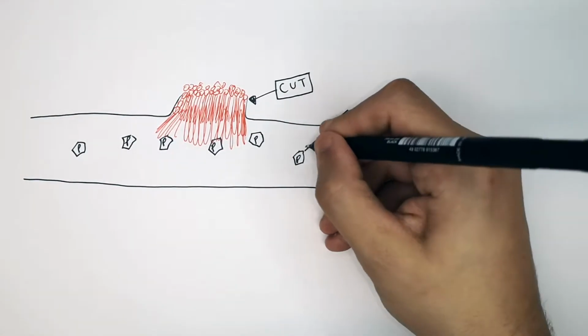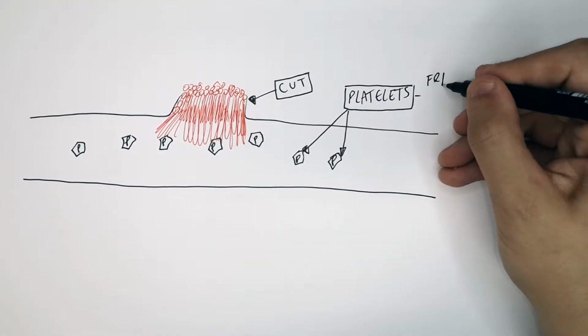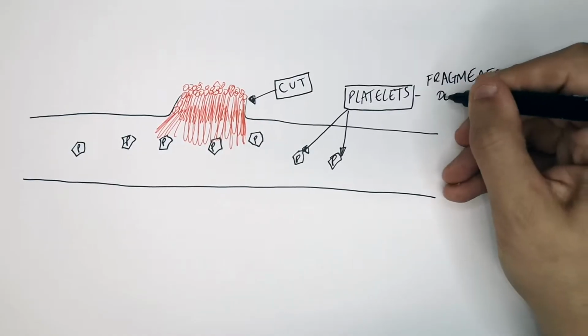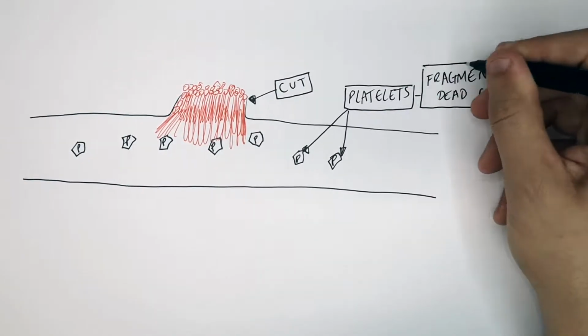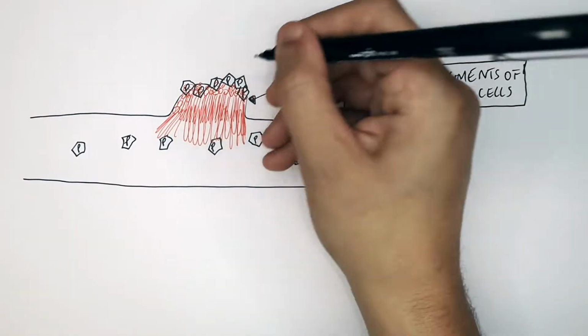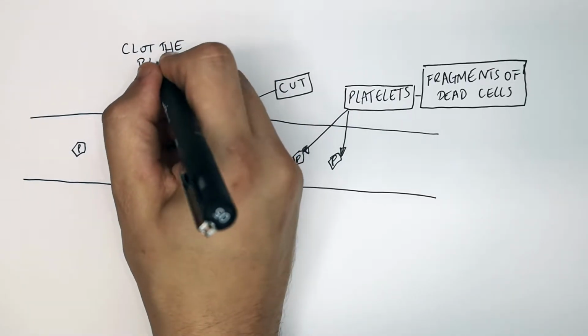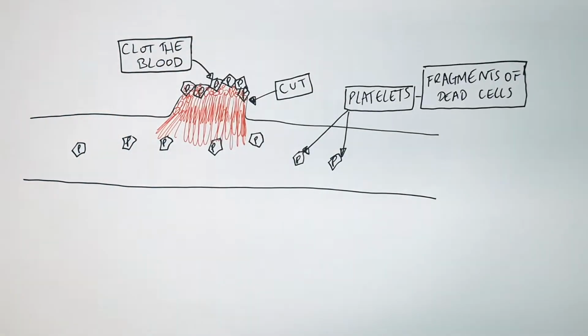So these are platelets. Platelets are fragments of dead cells, basically. They're fragments of dead cells that are in the blood. And what platelets do is they cause blood to clot. So a platelet will cause a clot in the blood, preventing blood from leaving the blood vessel.